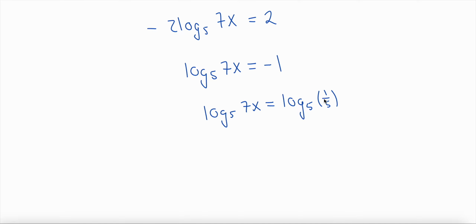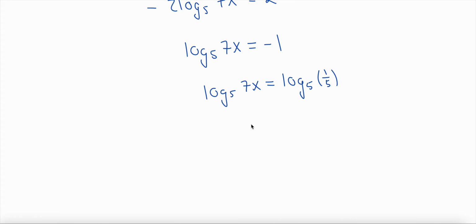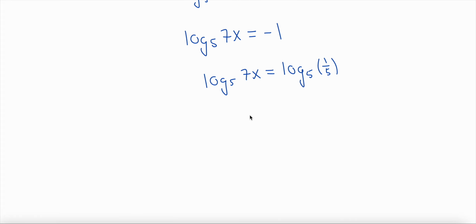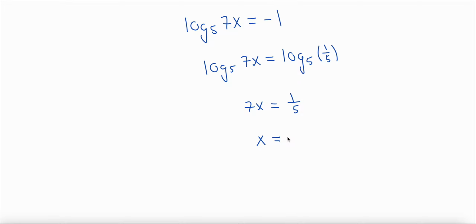And we can check that. So the answer to log base 5 of 1/5 is the number we need to raise 5 to get 1/5, which of course here again is going to be negative 1. And so now we can equate these two expressions. We have 7x equals 1/5. And so x, dividing that 7 on both sides, x equals 1/35.